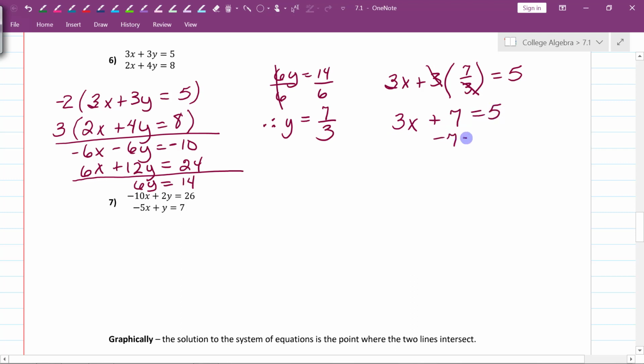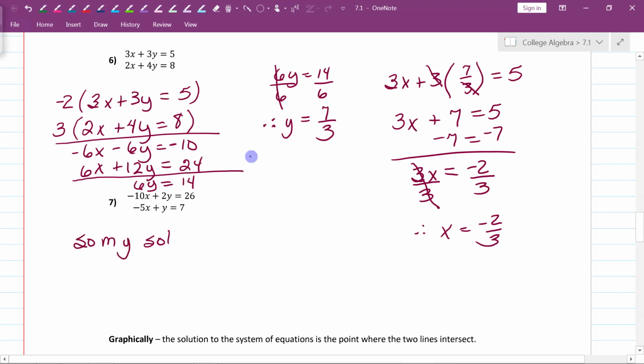Solving for x, I'm going to subtract 7 from both sides. And I get 3x is equal to negative 2. To solve for x, I need to get x by itself, so I'm going to divide through by 3 on both sides, and I get x is equal to negative 2/3. So this gives me my solution. My solution is the point x is negative 2/3, and my y is 7/3. So that is my solution for this problem.